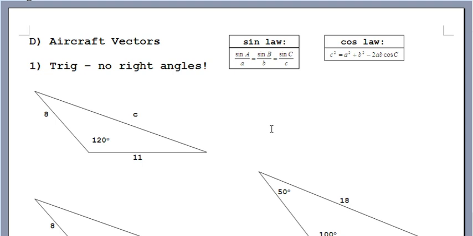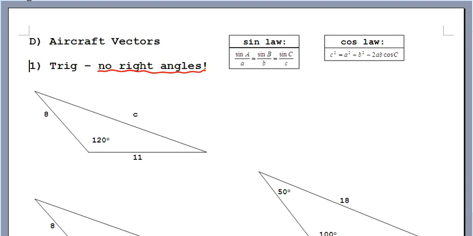We are doing probably my favorite part of the chapter today, to be honest. We are going to learn about vectors applied to airplanes. Gonna kind of learn how airplanes fly. Now, there is a big difference between this lesson and the last lesson where we looked at boats, and that is this right here.